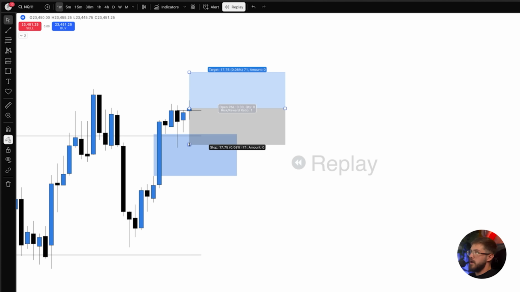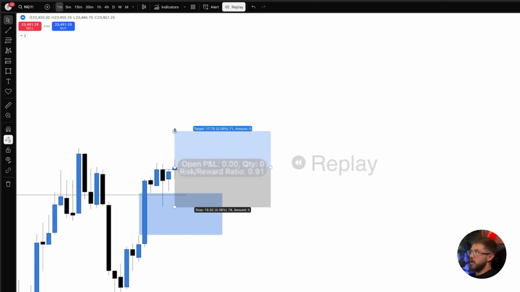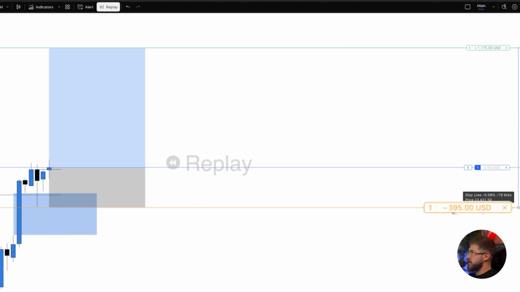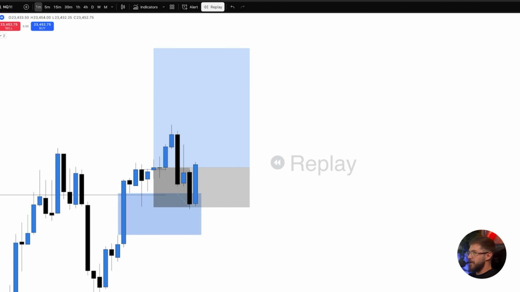So you would go into a long position, put your stop loss one tick under that candle's low, and then you're going to target out that 3-to-1 risk to reward. So as you can see, we've got $395 at risk to make $1,175. Now at this time, you sit back and let the market do its thing. Now, as you can see, the stop loss was hit.